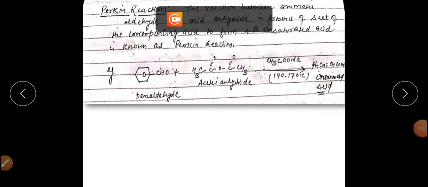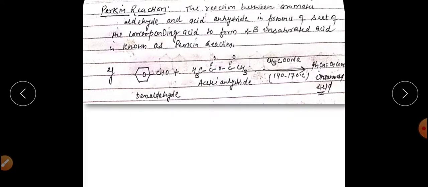Dear students, today we are going to discuss the last reactions of the chapter aldehydes and ketones. And the first reaction of that particular lecture is the Perkin reaction. In Perkin reaction, we generally use aromatic aldehyde, and aromatic aldehydes on reaction with the acid anhydride in presence of the salt of the corresponding acid is called as the Perkin reaction.